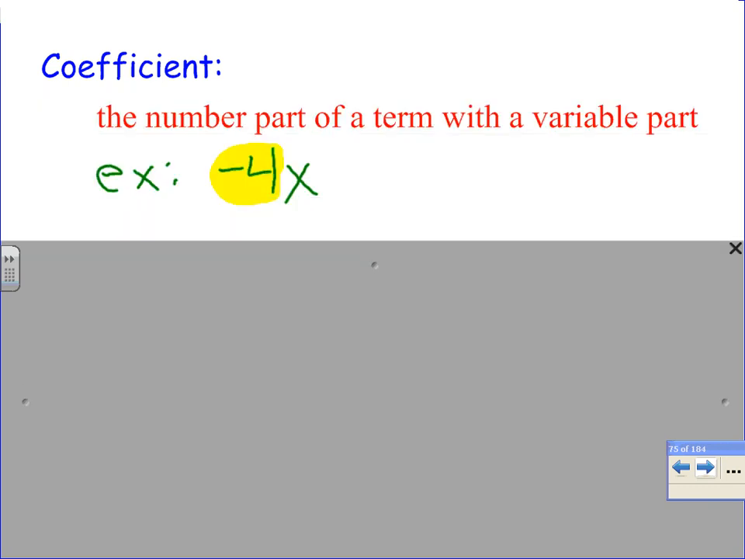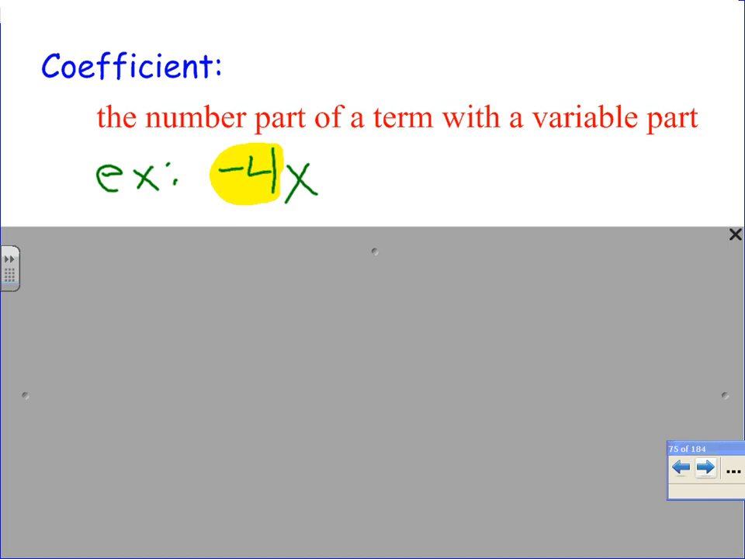Awesome. A coefficient is a number part of a term with a variable. A coefficient is a number that is next to a variable. Very important you remember what a coefficient is. It's the number that's in front of the variable. Coefficient, the number part of a term with a variable. Coefficient. Sounds weird. You will also hear this all throughout your time in high school math.